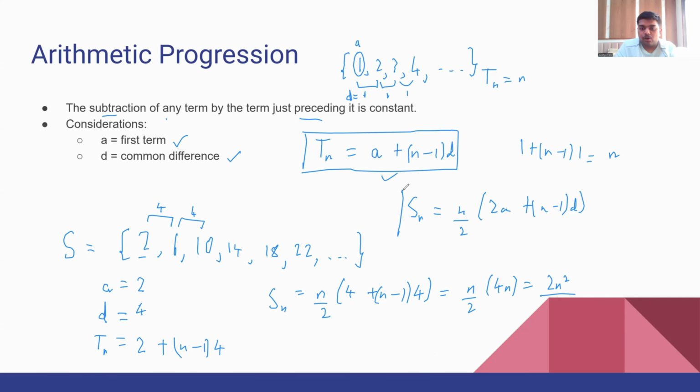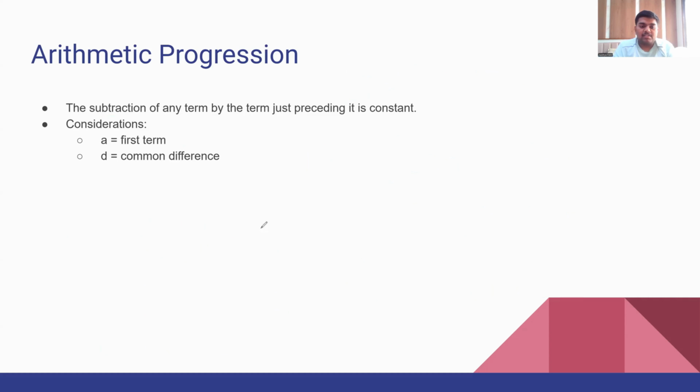So these are the two formulae which you need to remember in the case of arithmetic progression. Now let us look at some of the properties of arithmetic progression. So the first property is that T1 plus Tn is equal to T2 plus T(n-1) plus T3 plus T(n-2). Okay, there will be an equal to sign over here.